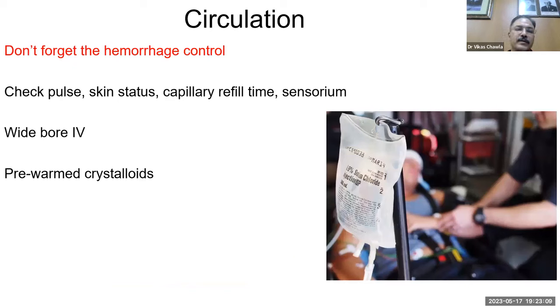Coming to circulation. Circulation comes with hemorrhage control. We check the pulse, skin status, capillary refill time, sensorium. A cold and clammy patient is always thought of as being in shock until it's proven otherwise. Wide bore IV should be taken. Pre-warmed crystalloids in the form of Ringer lactate, normal saline in aliquots of 500 ml should be given and patient reassessed.